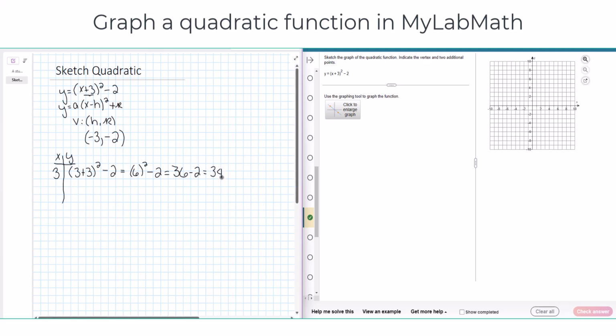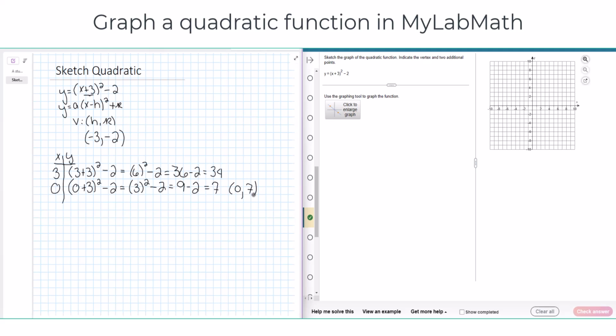Now, this is a point on our parabola, but the problem is when I look at my graph, my x values have to be between negative 10 and 10, and my y values have to be between negative 10 and 10. So I need to pick a different number. Let's pick 0. 0 plus 3 is 3, squared is 9, minus 2, and that's 7. And guess what? (0, 7) is going to fit on our graph.